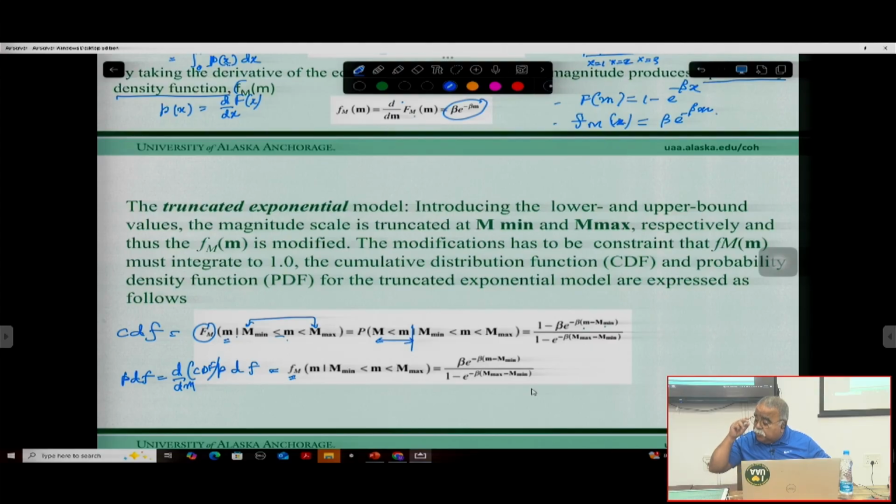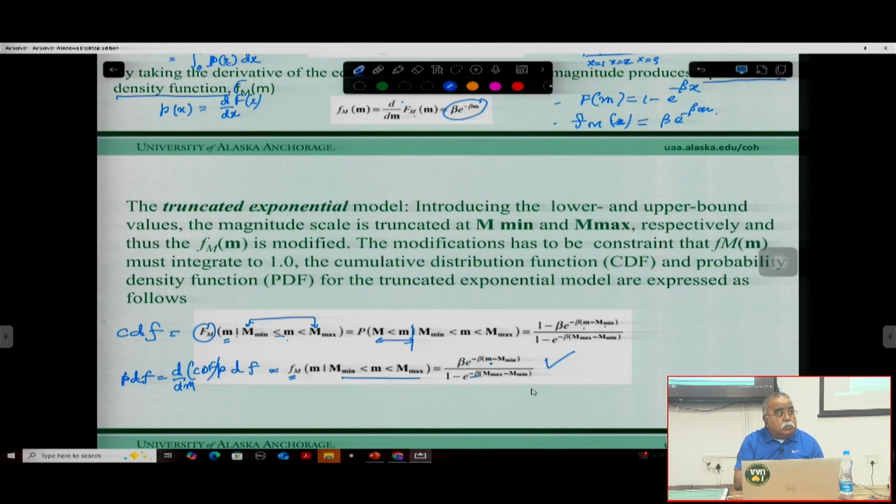So fm for m min to m max, I differentiate this expression. If I differentiate it, it's beta into e to the power minus beta times m minus m min, and then beta divided by this one, right? So that's your truncated probability. If it is between m min and m max, then it will be like this. Okay?